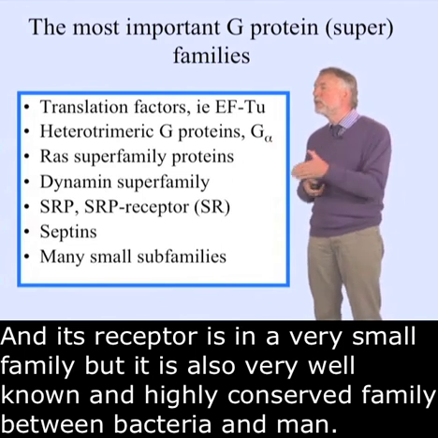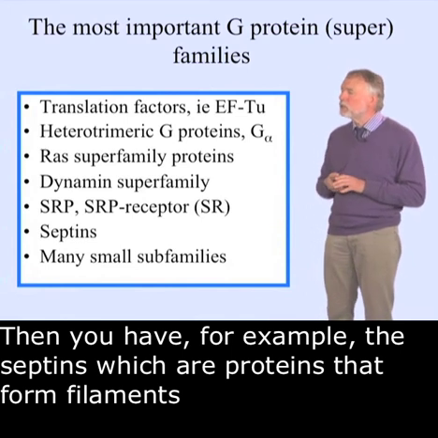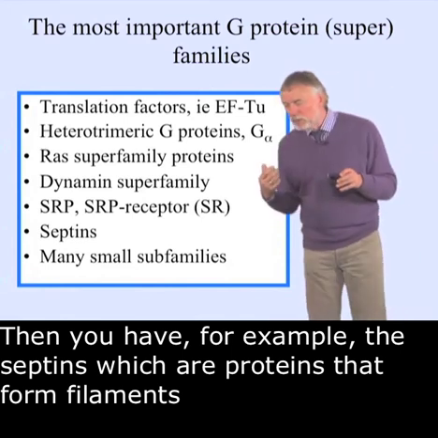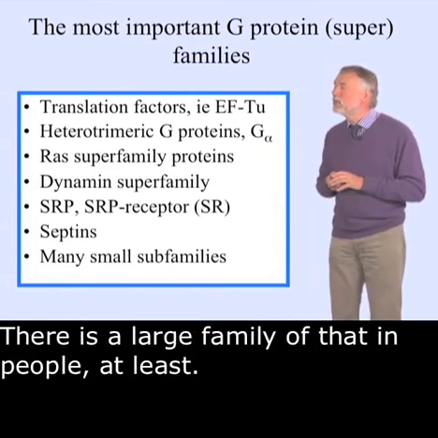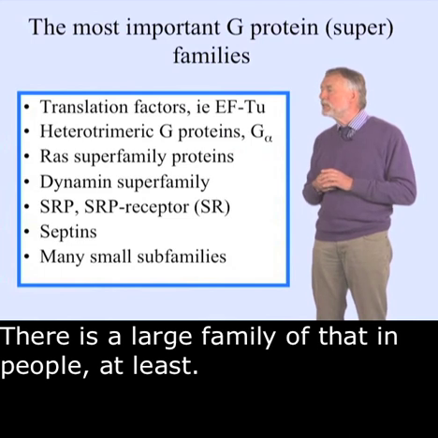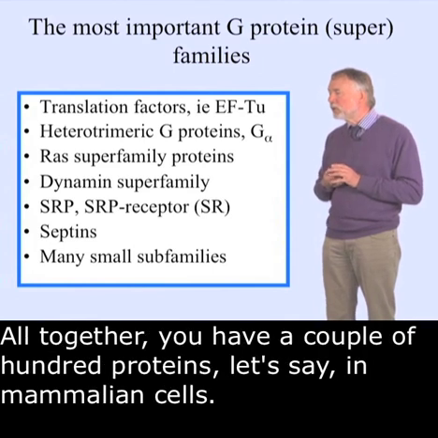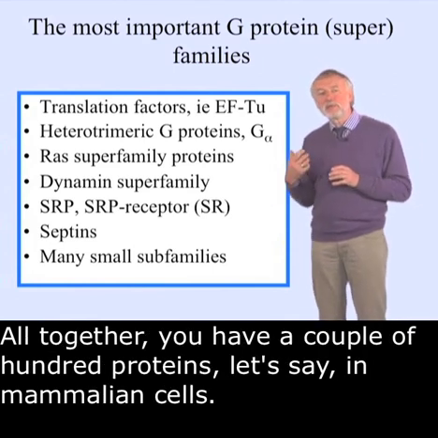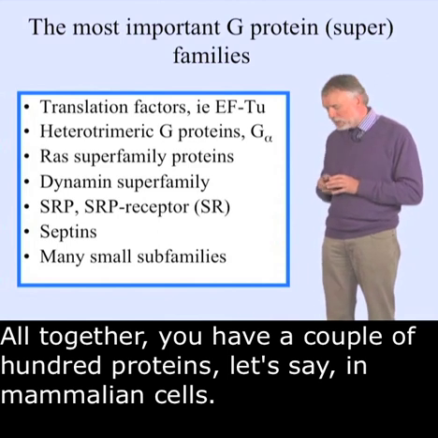between bacteria and man. Then you have, for example, septins, which are proteins that form filaments by taking the G domain and making polymers out of it. There is a large family of that in people, at least. And there are many small subfamilies that I will not mention in detail. But altogether, you have about a couple of hundred proteins in, let's say, a mammalian cell.